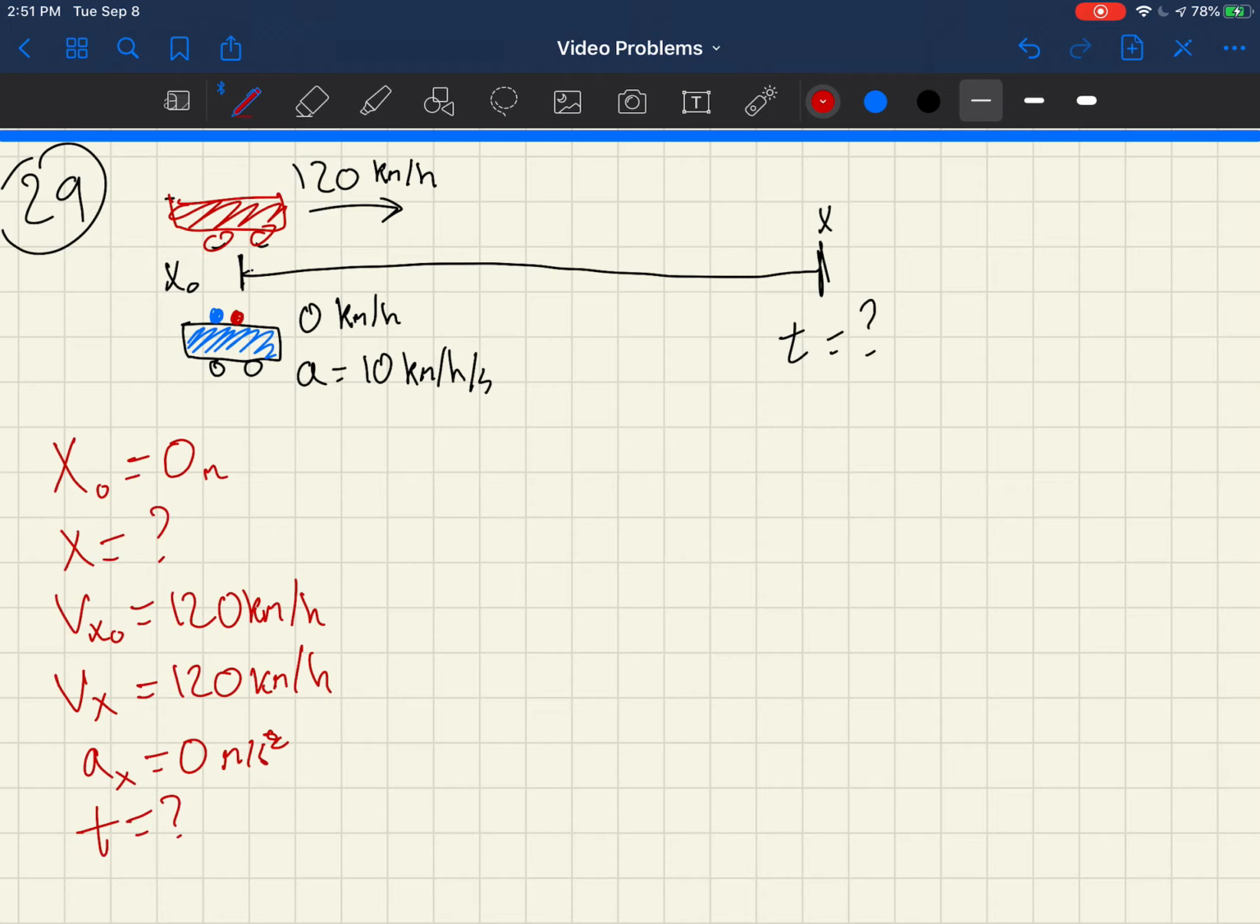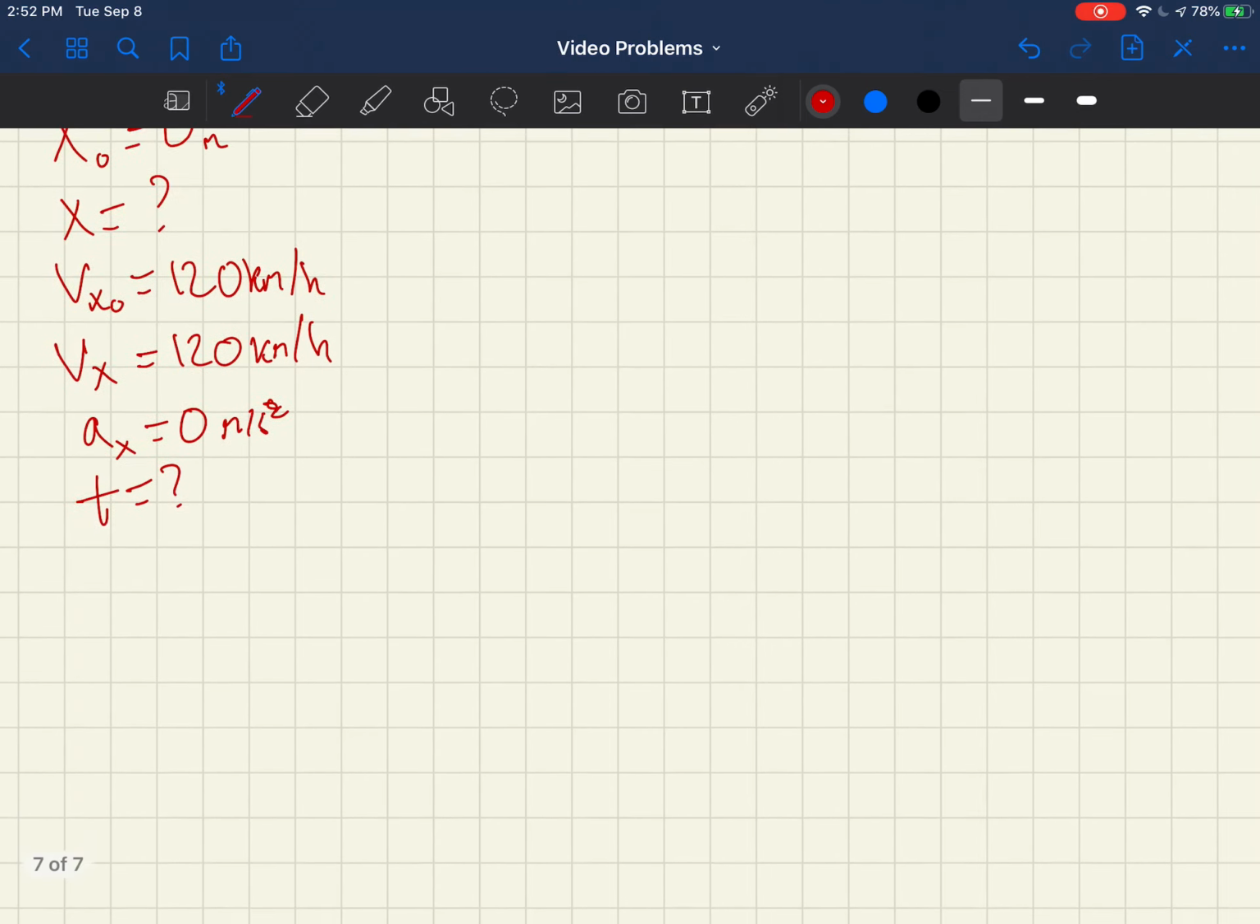So from this one, look, x and t are both question marks. If you look at all our equations, that means none of them are going to work, right? Because x and t are both question marks. If you look at the first one, we could figure out the time, but if you plug in numbers, 120 minus 120 is 0, divided by something is still 0, so the time is 0. That really doesn't work in this problem. And we'll talk about that in a minute here.